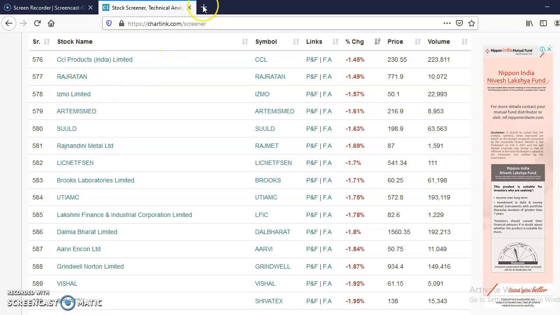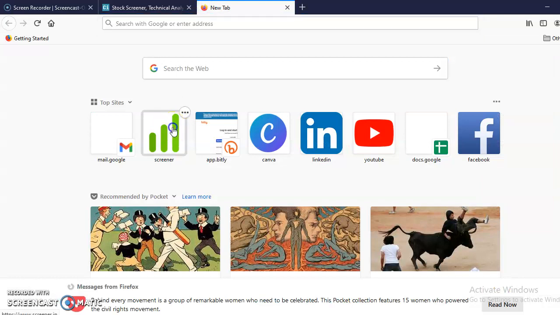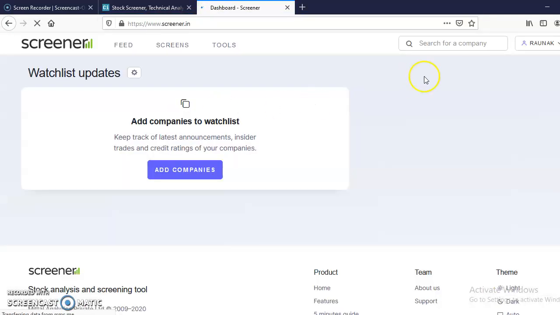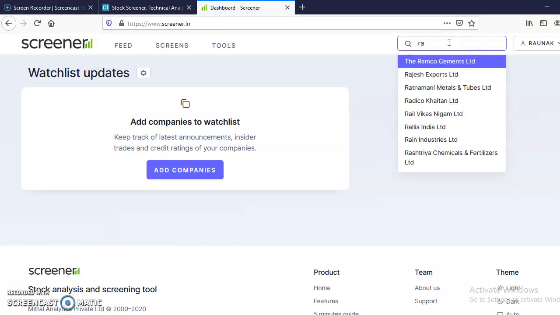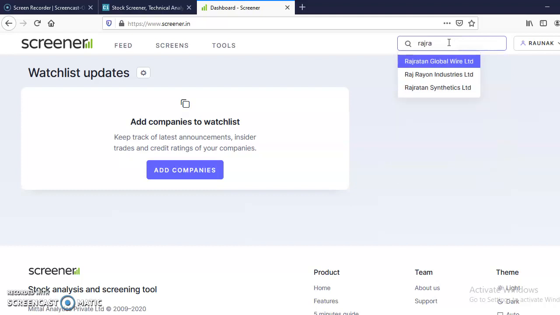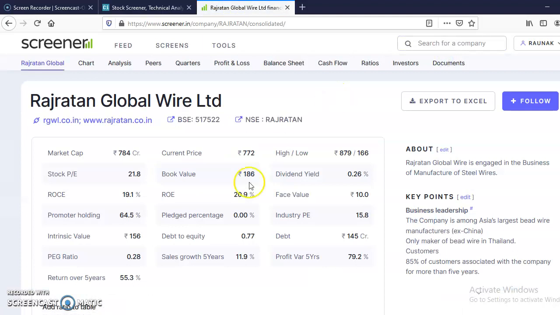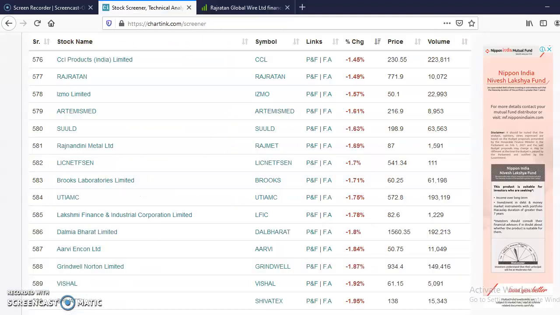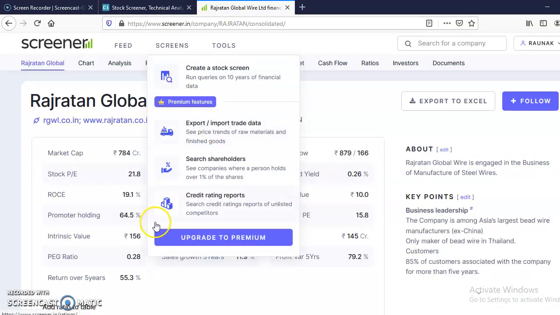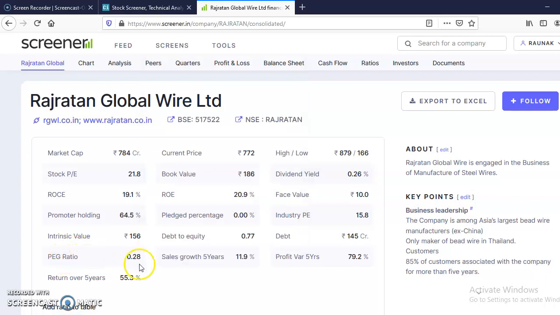Let's suppose Rajratan Global. We'll try to find out if Rajratan Global is undervalued or overvalued. This was a stock which went down by 2%. As you can see, the current price is 772, and similarly this one is 771. So this is the stock we were talking about. As you can see, the PEG ratio is 0.2. ROC is good, that also is considerably okay.